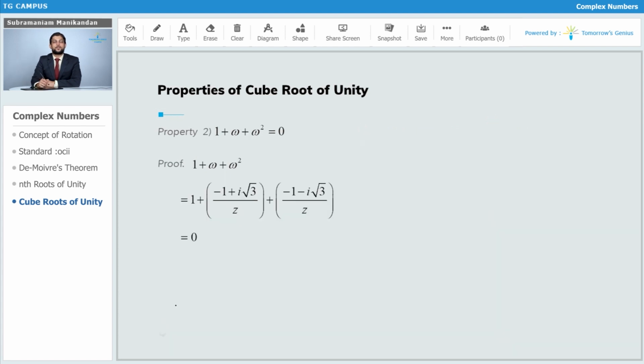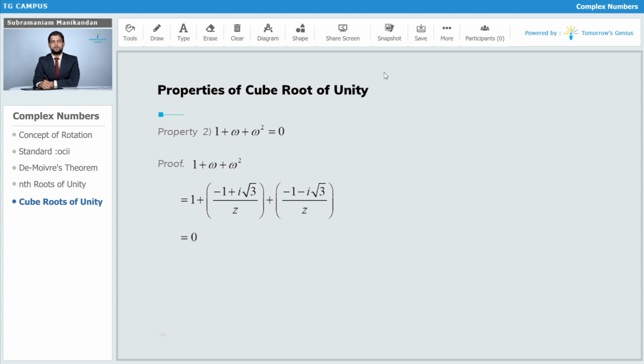Next property: the sum of the cube roots of unity is equal to 0. As we have looked at it in the general form, the sum of the nth roots of unity always equals 0. So this also forms a geometric series, and you can substitute the values of omega and omega square and see that they add up to 0.